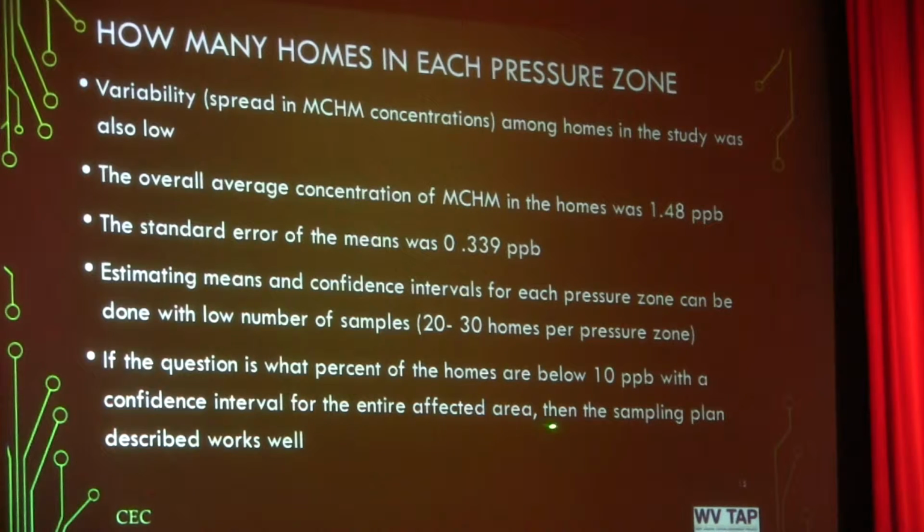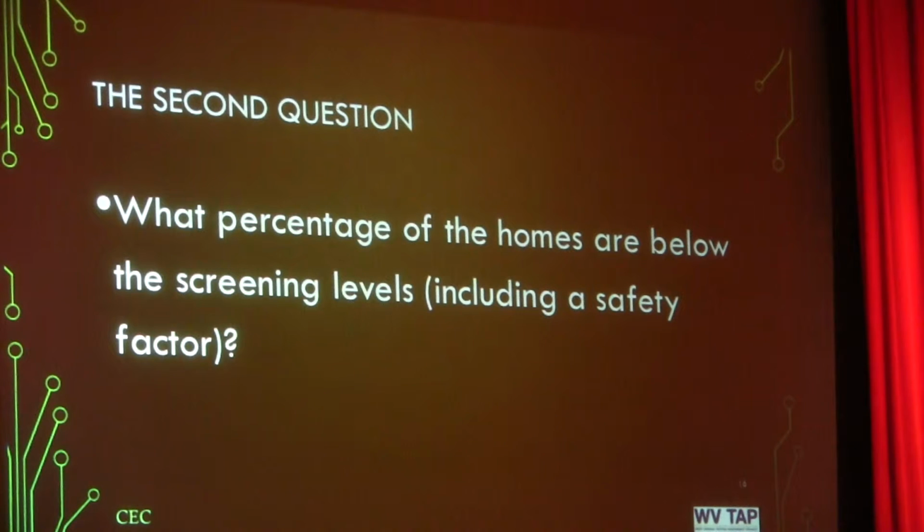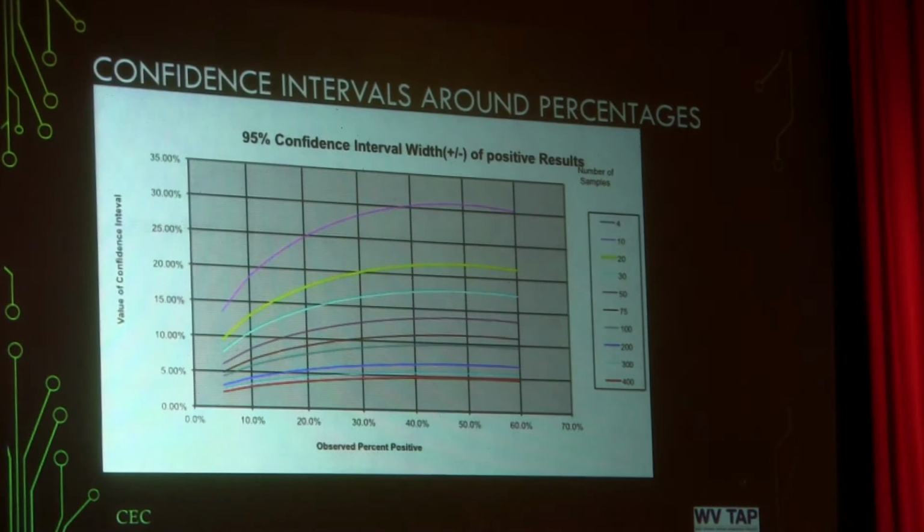And then if we go on to the next question, which is what percentage of the homes are below 10 ppb with a confidence interval for the entire affected area, for all 21 pressure zones, not just for any one, but for all 21, we would then go on to question number 2, which is the percentage of homes below the screening levels, including the safety factor. And to do this, most of you, this will look somewhat puzzling, but you are all familiar with this because you've seen polling for elections. When they poll for elections, they say people yes and no, plus or minus some percent. It comes right off of this graph. I can give this to you. You can all be prophets in the future, just like they are on TV.